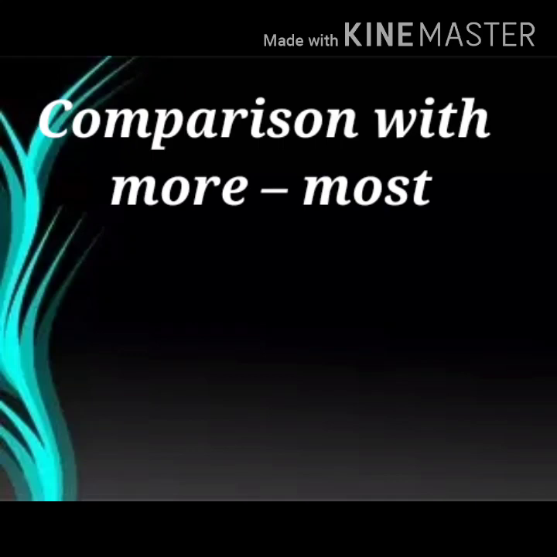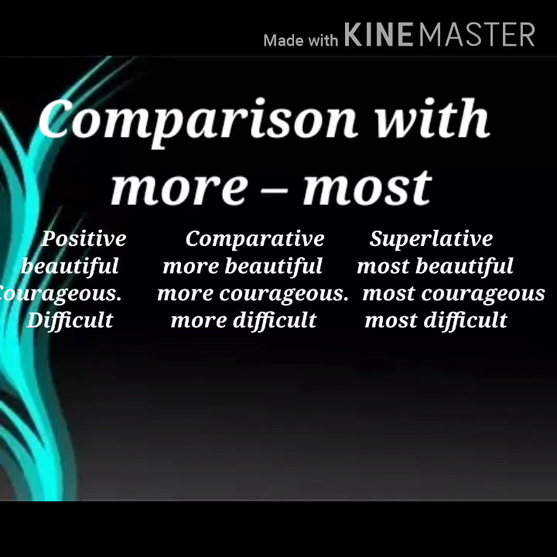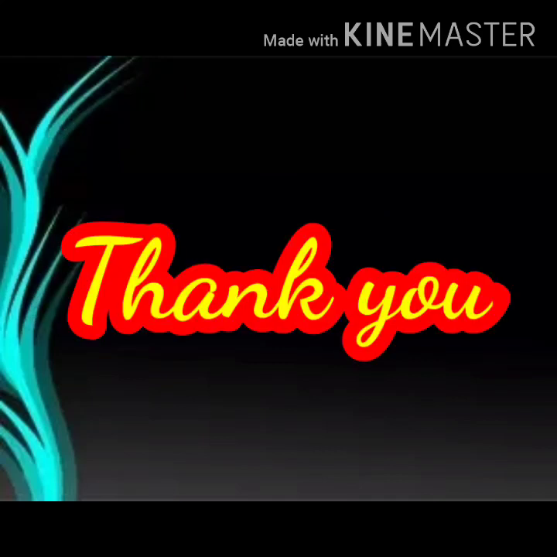So now let us have comparison with more and most. Adjectives of more than two syllables form the comparative and superlative by putting more and most before the positive. Let's see the examples. Beautiful, more beautiful, most beautiful. Courageous, more courageous, most courageous. Difficult, more difficult, most difficult. We changed into more and most.